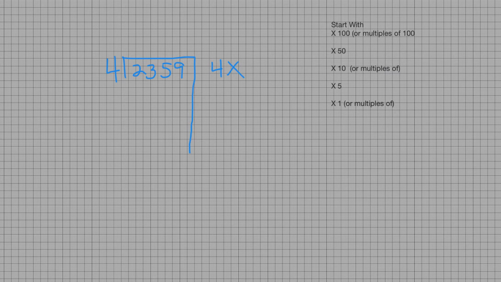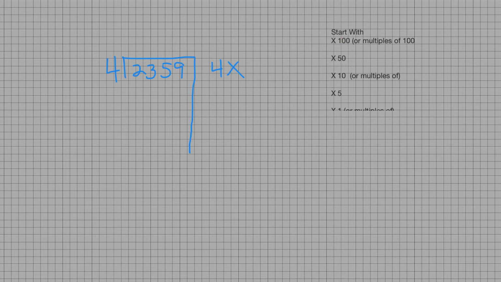So take a look here. We have 2,359 divided by 4. And so when we're using larger multiples, again, we want to think of friendly numbers, landmark numbers that are easy for us to work out in our mind. So one of the tools that I told the kids today to think about was looking at large multiples first. So starting with 100, multiplying by 100, or multiples of that.